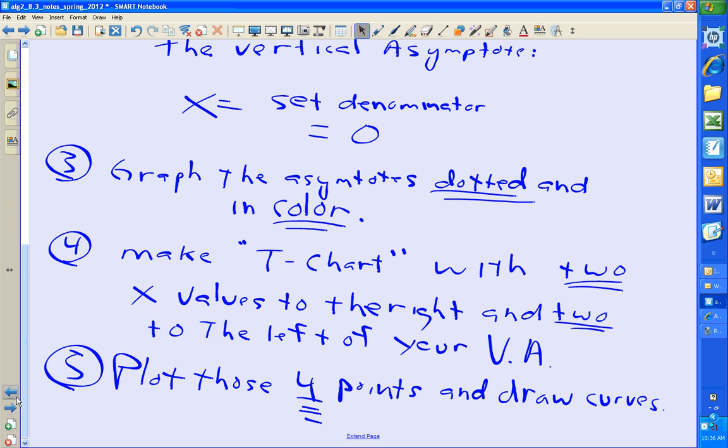And then finally, you want to make a T-chart with 2 values for x to the right and 2 values for the x to the left of your vertical asymptote. Plot those 4 points and draw your curves. Sometimes you're going to need more than 1 point on each side. Sometimes you need 2. Today, you'll find some places you need 3. Those of you who don't do a really good quality job, you will be penalized. We need you to spend time doing a good job graphing. And the way you do a good job graphing is you have to make a T-chart, plot points.